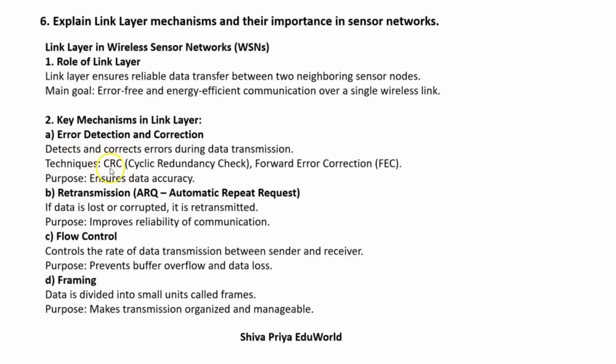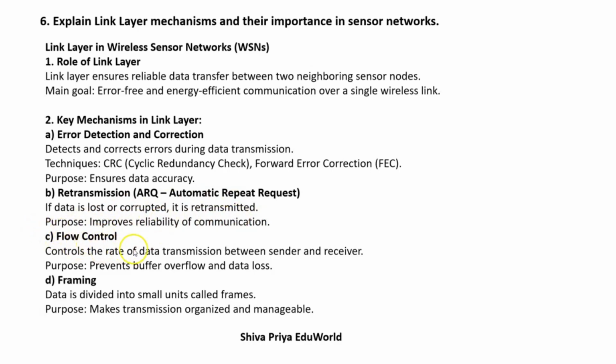The techniques are CRC, cyclic redundancy check, and forward error correction, that is FEC. The purpose is it ensures the data accuracy by using error detection and correction. And the second one is retransmission, that is ARQ, automatic repeat request. We use this technique if the data is lost or corrupted, it is retransmitted, and the purpose is it improves the reliability of the communication.